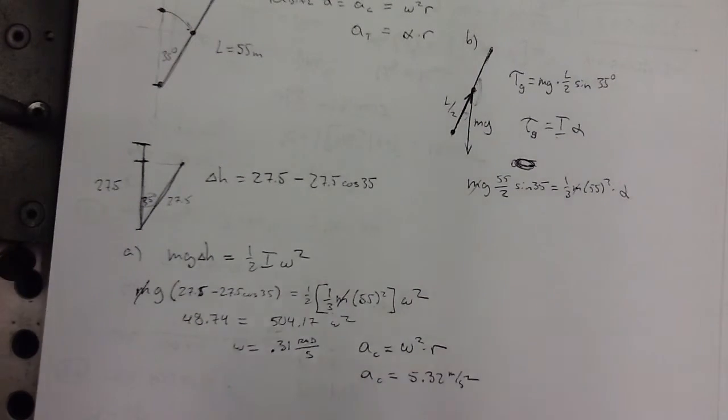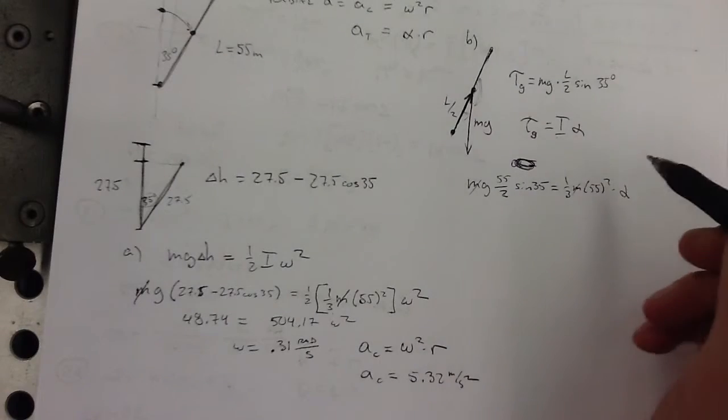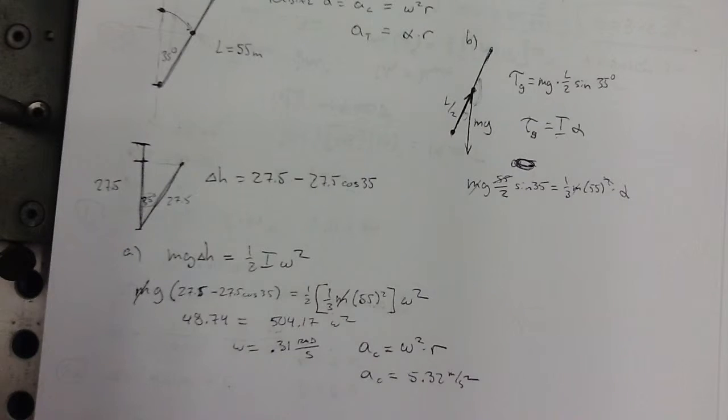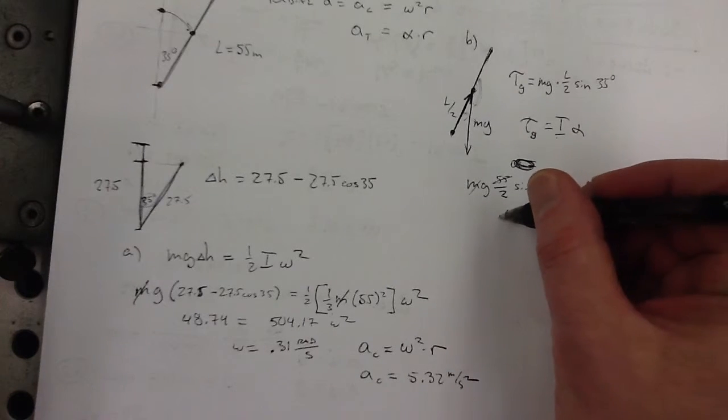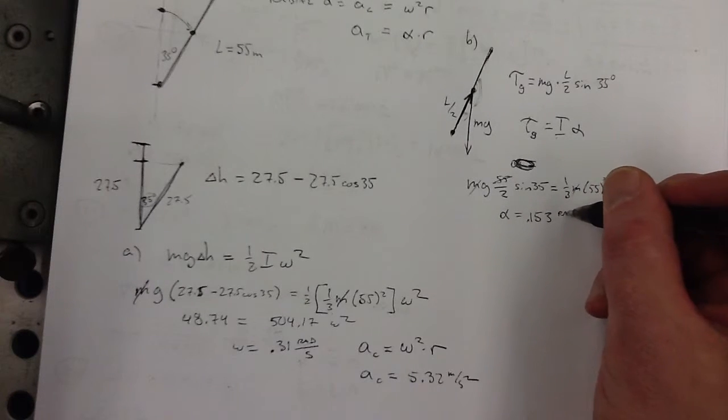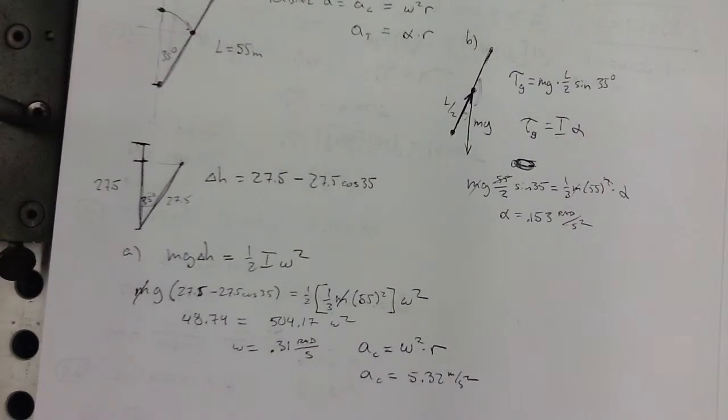So if I'm trying to solve for alpha here, you could cancel one of the 55's. So I've got g over 2 times the sine of 35 times 3 divided by 55. So I got, if I did that right, 0.153 radians per second per second. Now, that's one way to do that.